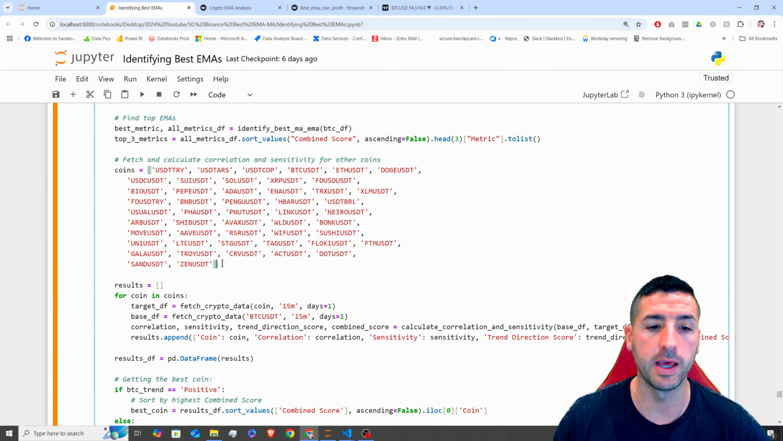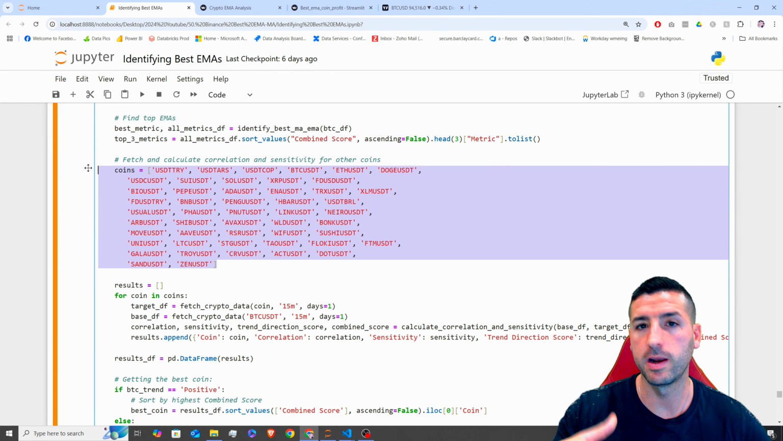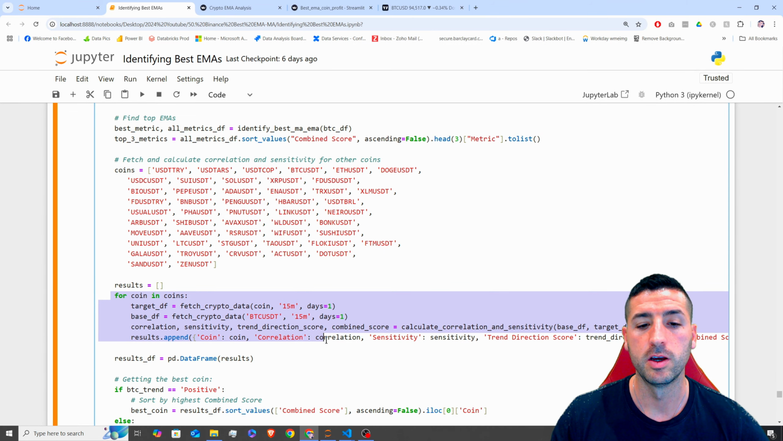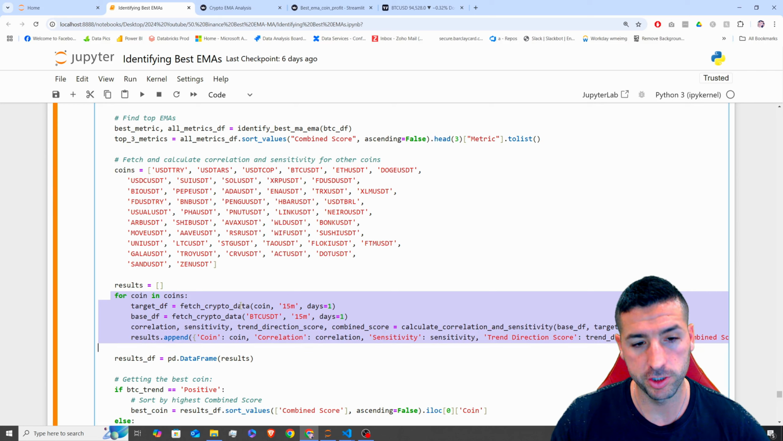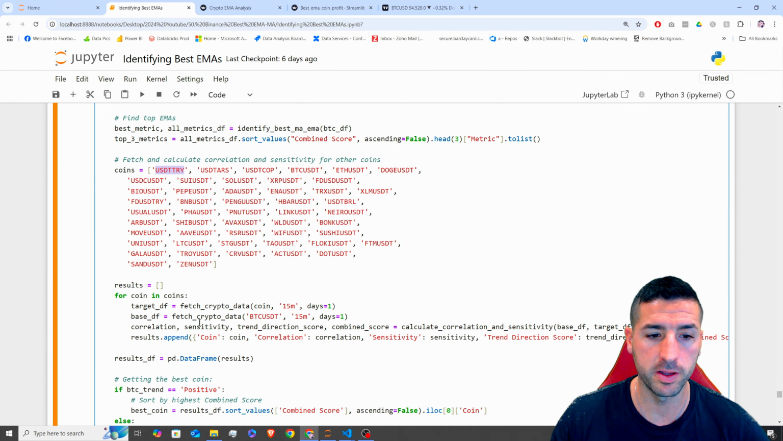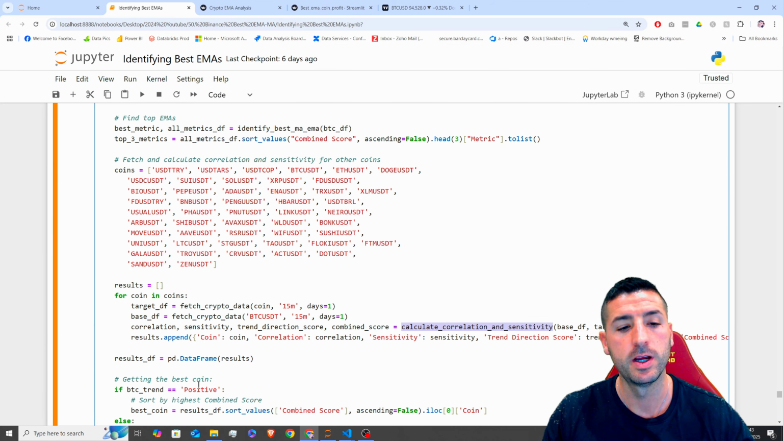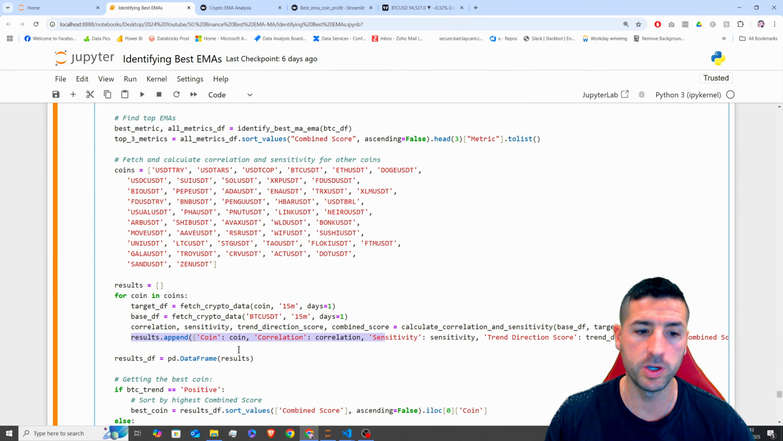Next, we are defining a list of coins that we can later use in order to place trades. So for all these coins, we are going to calculate correlation, sensitivity, and trend direction, which is what we do over here. You can see we're saying for coin in coins, then fetch the data of the specific coin, then fetch the data of BTC, run correlation, sensitivity, trend direction, combine the scores together by running our function we have explained before, and then store the results in this object, and then convert this object into a data frame.